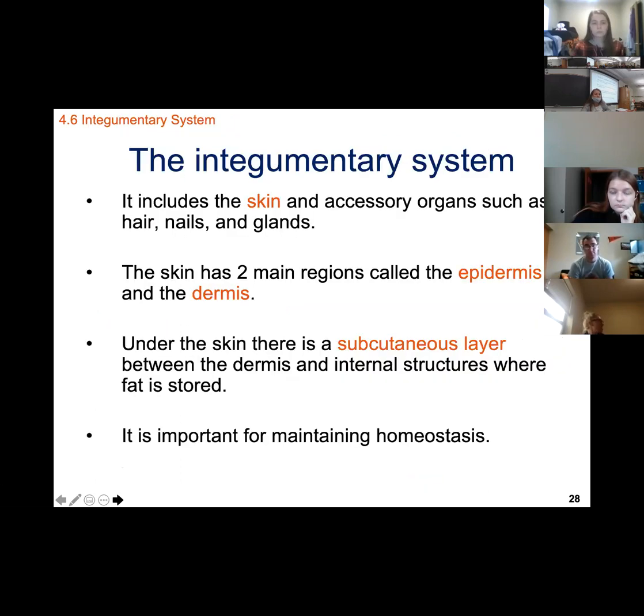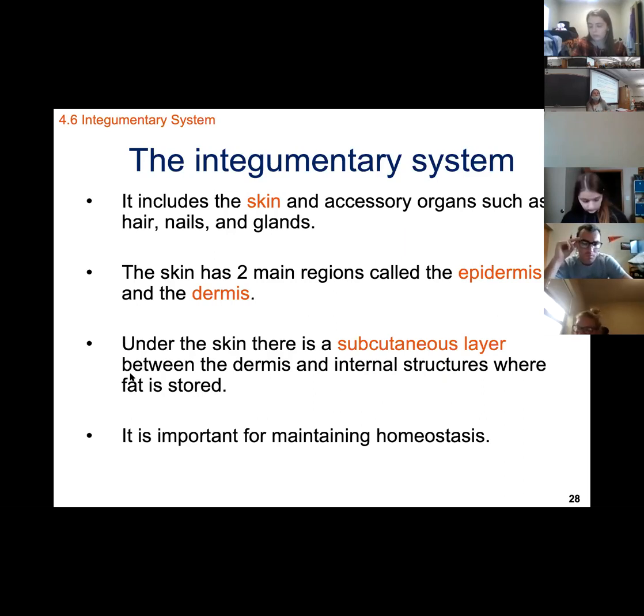Good. So now we have the integumentary system. It includes the skin and the accessory organs such as your nails, your hair, and your glands. Okay, you have the epidermis and the dermis that are the 2 regions of the integumentary system. So under the skin, there's a subcutaneous layer between the dermis and the internal structures where fat is stored. Okay, so you get a paper cut on your hand, you can't see fat, right? You just can't. But there is a subcutaneous layer where fat is stored. So we're just kind of getting deeper and deeper into the skin.